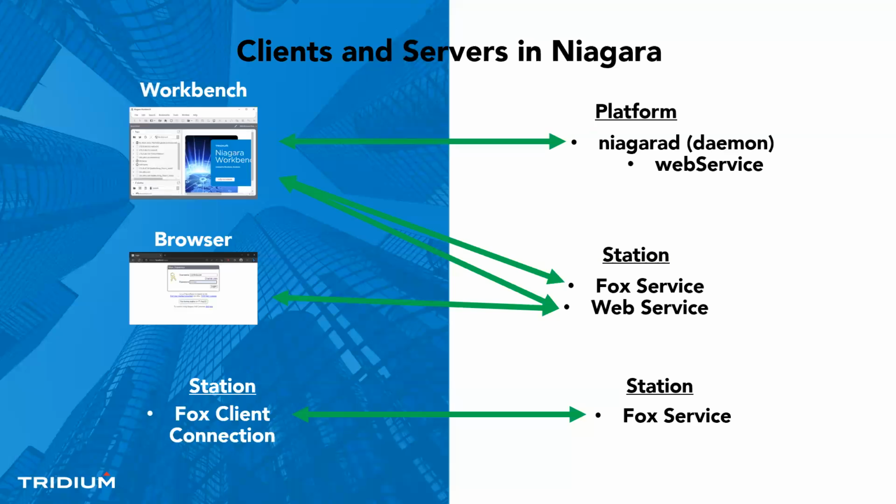But in the case of a Niagara network connection, a station-to-station connection, that is a similar client-server relationship, although this time it's an application, a Fox client connection within the station, and it's trying to connect to another station. And the easiest example to think about is a supervisor connecting to a Jace. So the supervisor creates a Fox client connection, connects to the Jace station's Fox service, and that Fox service would be serving up a certificate. And if it was signed by an authority that's in the trust store of the supervisor's station, the connection will happen automatically, and you will not have a need to use the allowed host tab anymore.